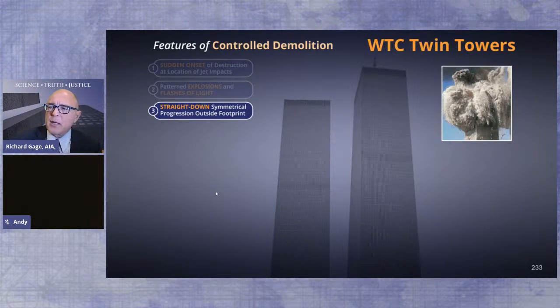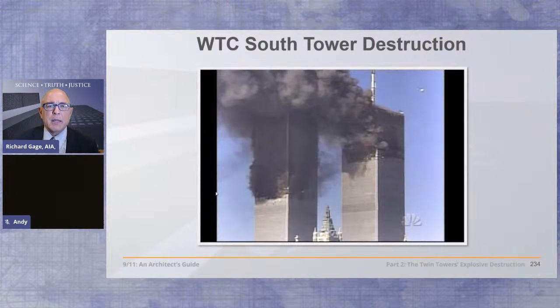Feature number 3, do we have a straight down symmetrical progression outside the footprint? Well, nearly so. The south tower begins to actually tilt. Let's look at this. It tilts. Uh-oh. Let's see.